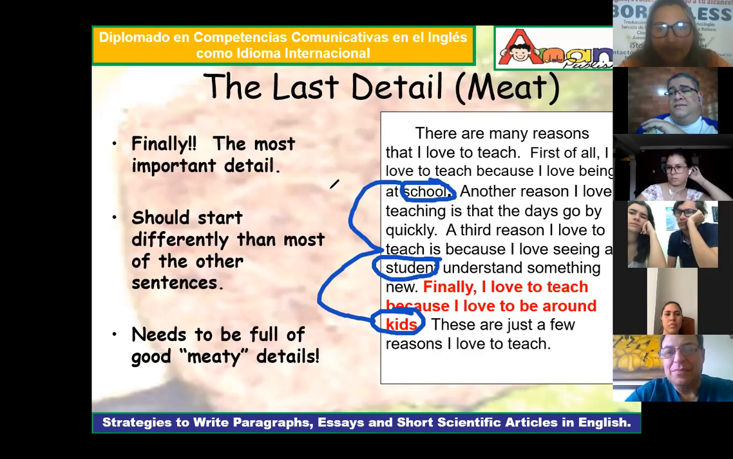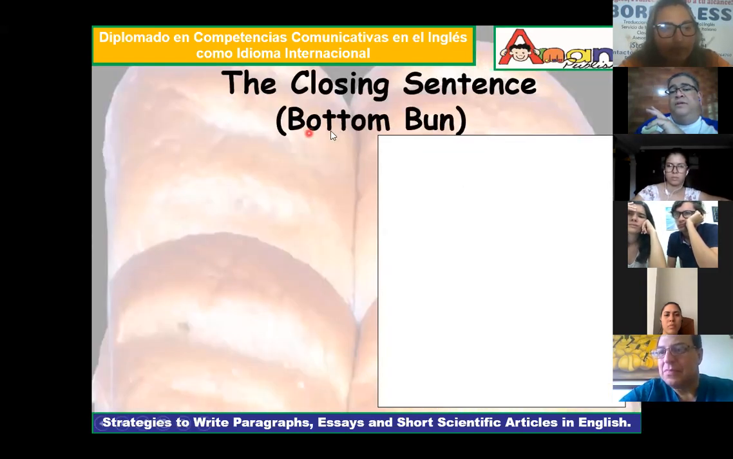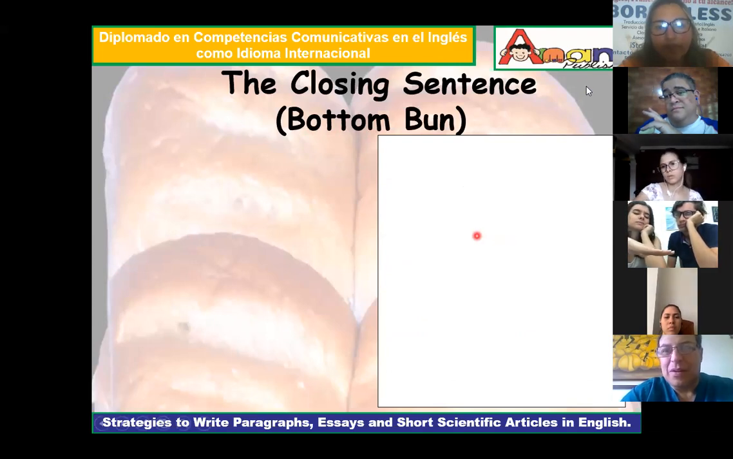And this summarizes many of these aspects inside the paragraph. I love to teach because I love to be around kids. And what about the closing sentence, the bottom bun? What is the bottom bun? The last. ¿Cuál es el bottom bun? Concluding sentence. Como el último. El pan de abajo.